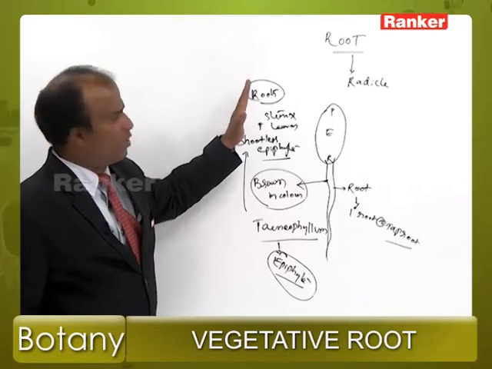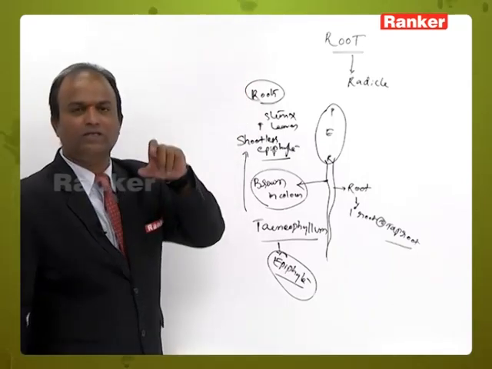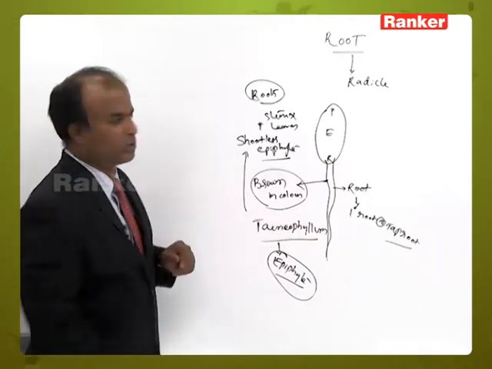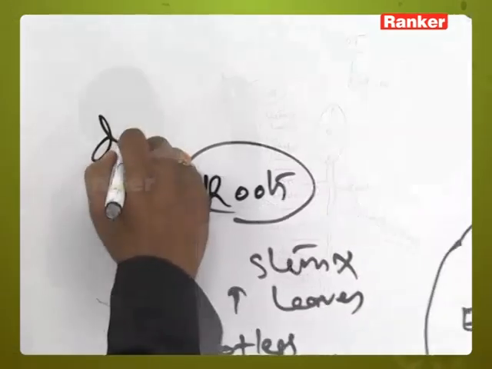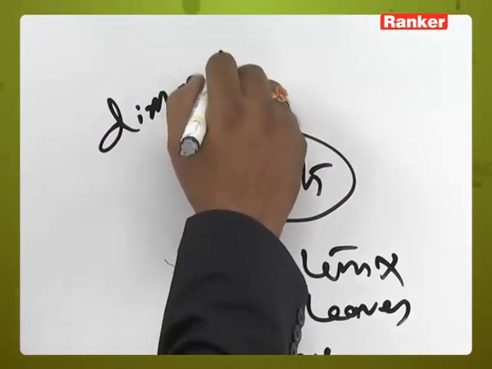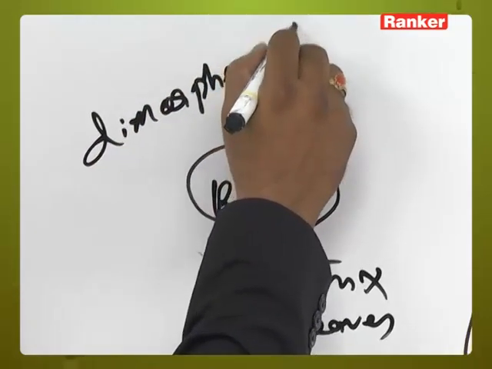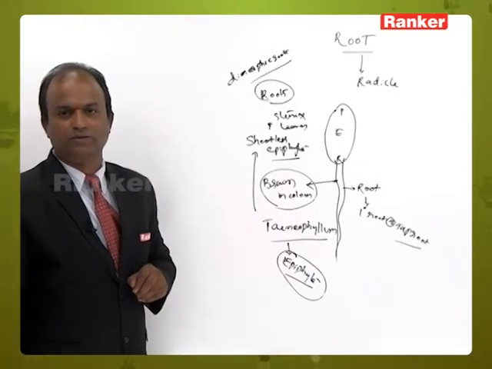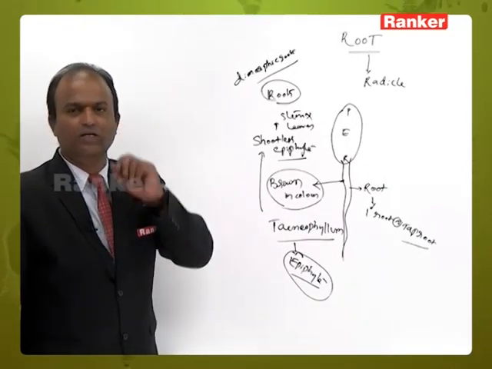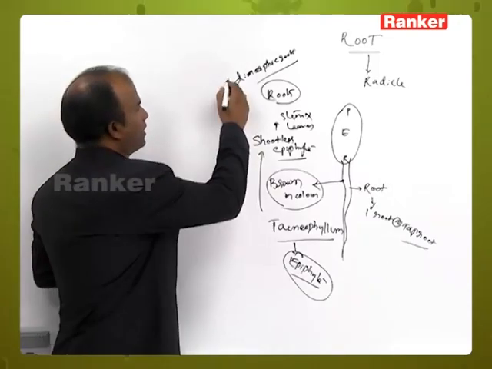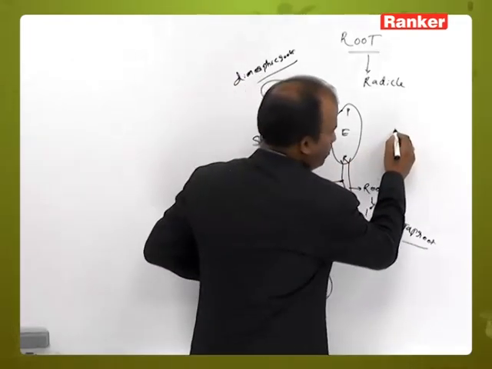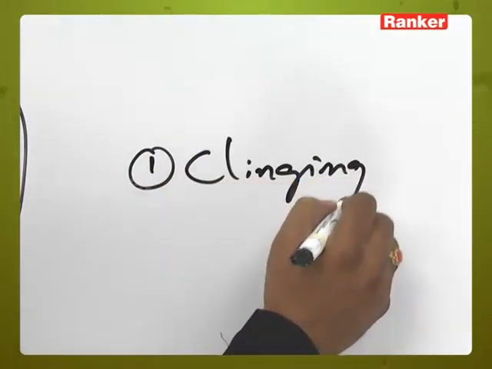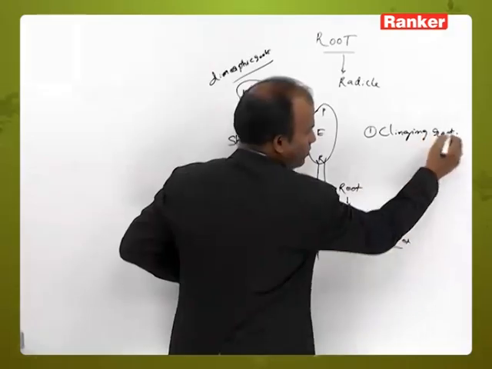How many types of roots can be seen in the epiphyte Taeniophyllum? It shows dimorphic roots. That means the roots are morphologically of two types. One root is the clinging root.